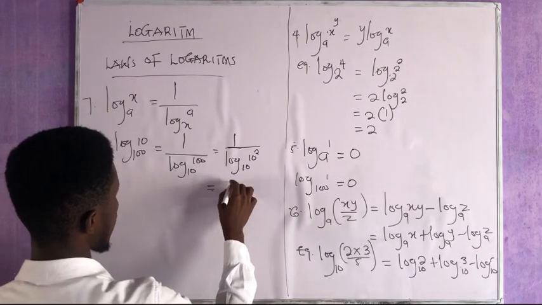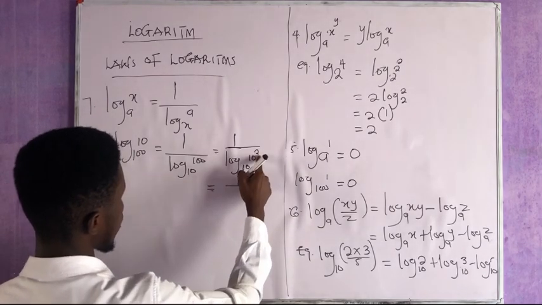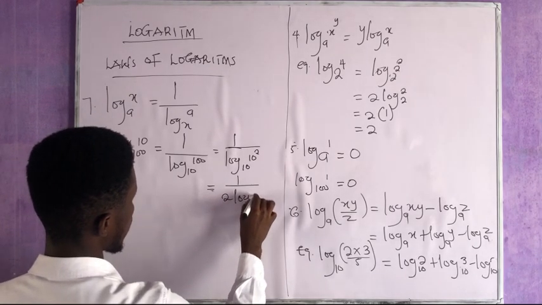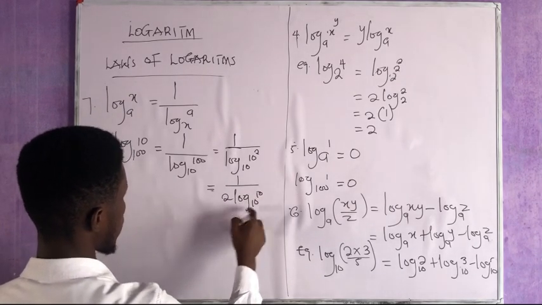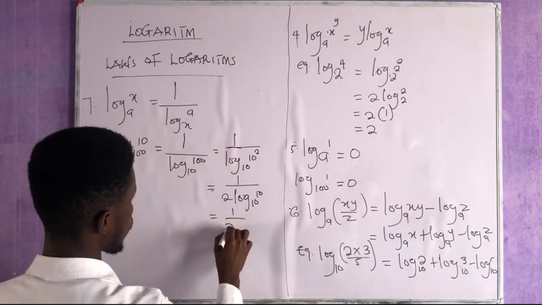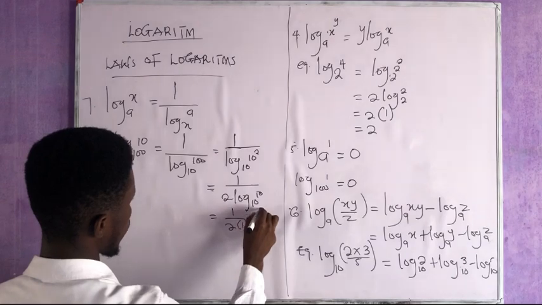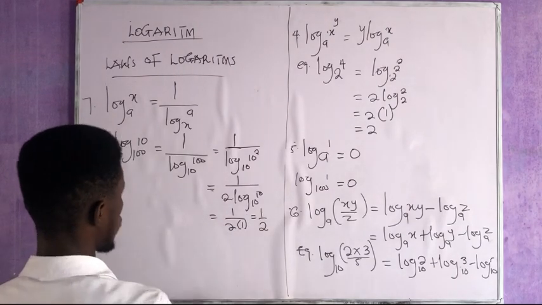Okay, so from here I have 1 over, so I can bring this 2 to the front. I have 2 log 10 base 10. So that will give me 1 over 2, because log 10 base 10 is 1. So our final answer will be 1 over 2.